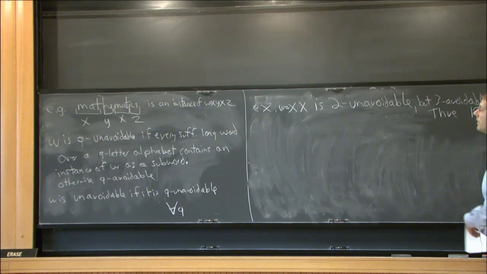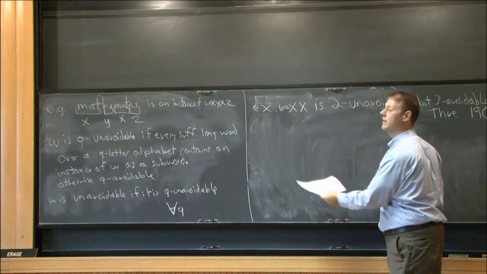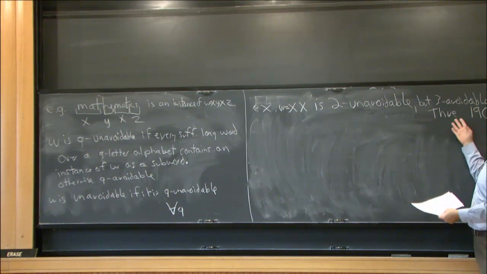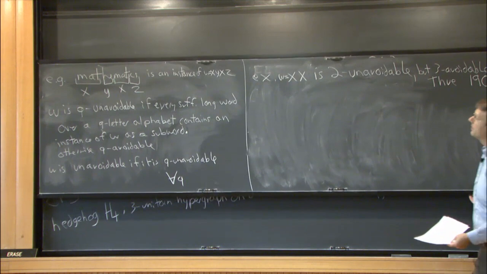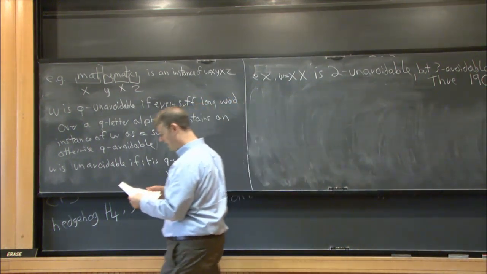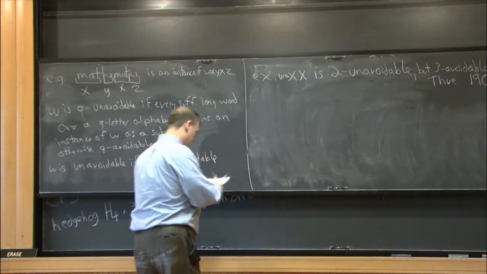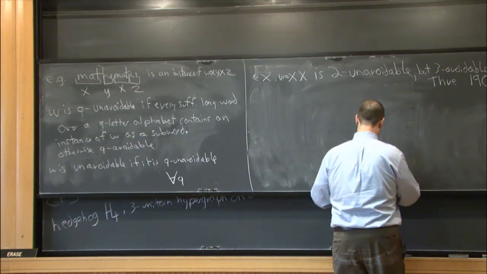It's a very classical result. There are a number of books on this whole area of combinatorics on words, and this is one of the basic facts in this area. There's been a lot of research in this area. So what are the unavoidable words?